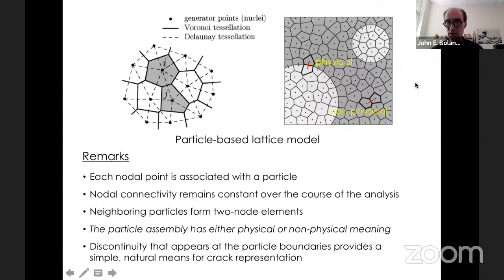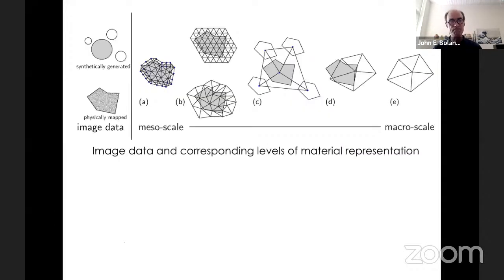In most cases, this element is non-physical. It's purely there for discretization. We could think of these as being particles of real material, but then things become a bit complicated. So in my view, this is a form of non-physical discretization. It's just there to discretize the domain, and it doesn't relate to actual material features.